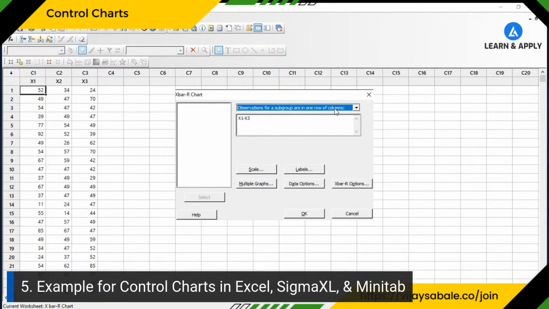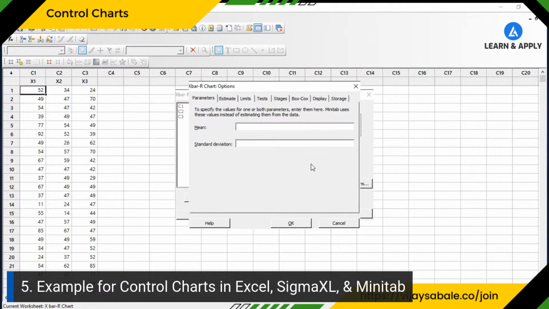Now we can see there is a drop down which is open. Here, if you have all observations for a chart in one column, then we simply need to select that column and the subgroup size. But in our example, we have subgroups in rows of columns, right? So we can select this option, observations for a subgroup are in one row of columns. We need to select all these columns, x1, x2, x3, or we can also select them like this, x1 to x3. So this is indicating the subgroup size, right? After that, we can select the X bar R options. Here, if you want to fix the control limits, we can also mention the mean and standard deviation.